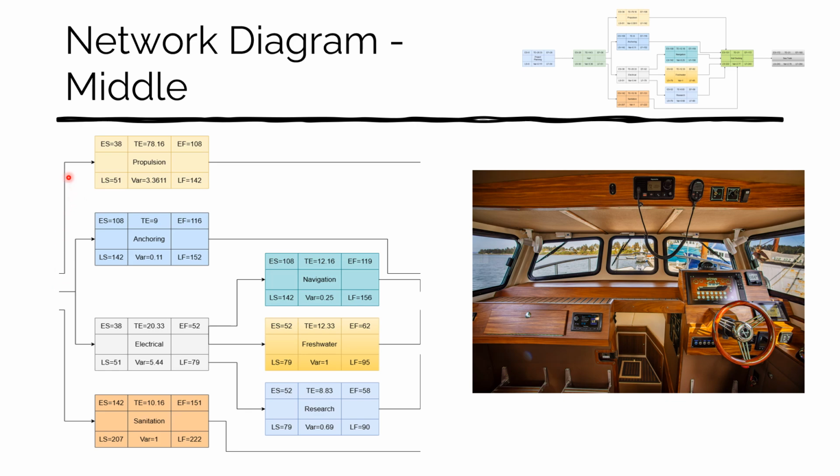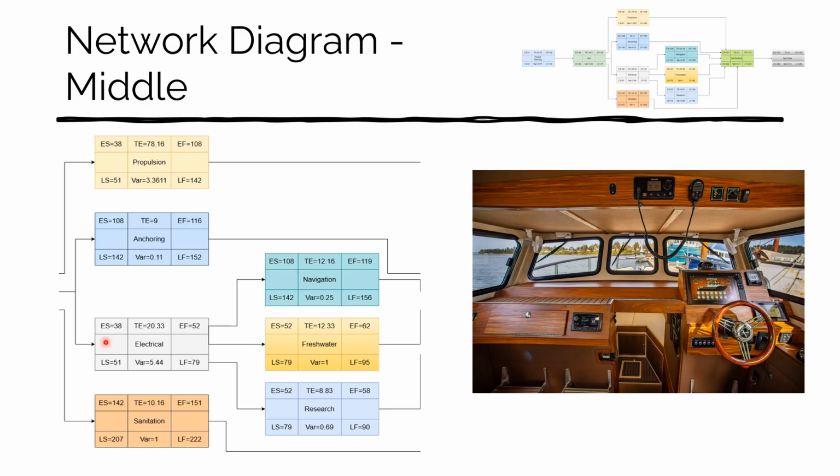So looking in here, we have the propulsion, we have the early start of 38 days, and then it's going to be one of our longer activities of an expected time of 78 days, a late start of 51, an early finish of 108, and a late finish of 142. Anchoring, 108, going to be a shorter activity, so it's going to be an expected time of 9 days. Earliest finish is going to be 119. Late start of 142, very small variance here, and late finish of 152.